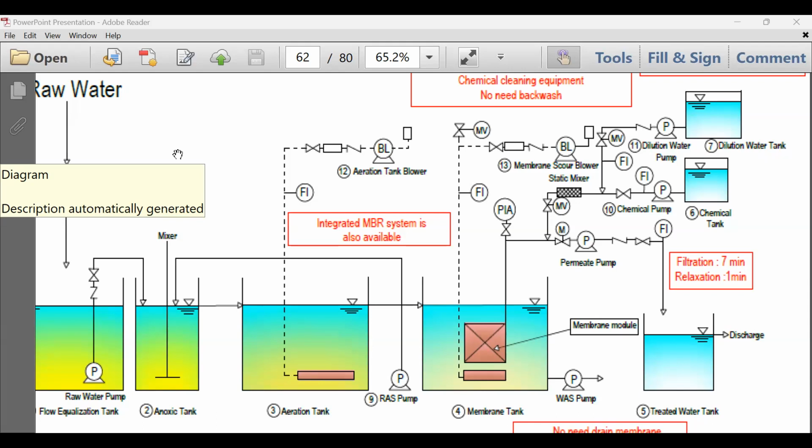Then there's a pump called the permeate pump. This pump is used to draw the treated water from the membrane module. Normally a self-priming pump is used for this purpose, and permeate pumps are operated at constant flow. A chemical pump is there to deliver sodium hypochlorite for maintenance cleaning. And a dilution pump is there to send water to dilute the sodium hypochlorite.